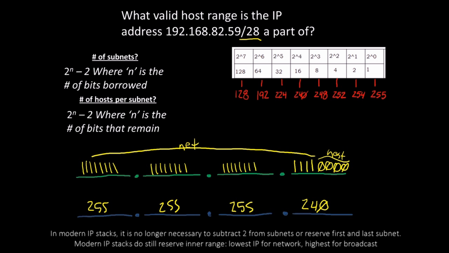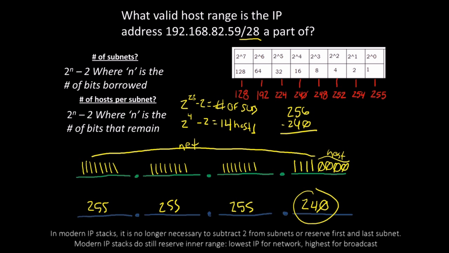Time to use our 2n minus 2. So we're going to do 2 to the, and I have here 28 minus 2 is our number of subnets. Let's calculate hosts. I have 4 remaining, so that's 2 to the 4, which is of course 16, minus 2 is 14 hosts per subnetwork. And last step is range, 256 minus 240, which is our borrowed octet. That's going to give me 16 is my range.